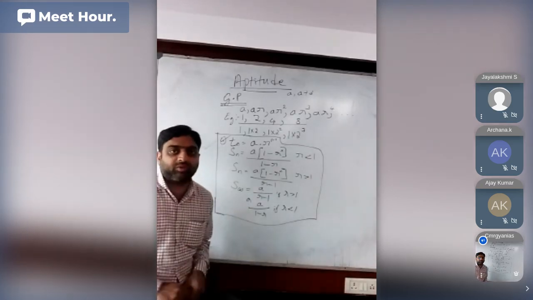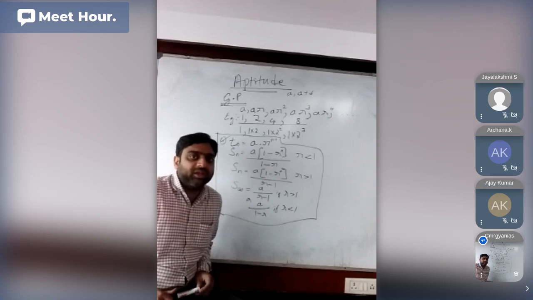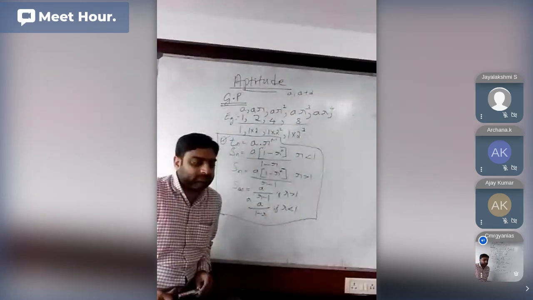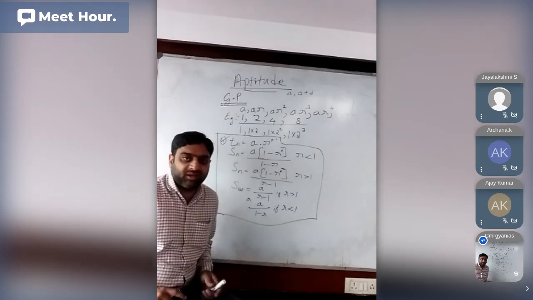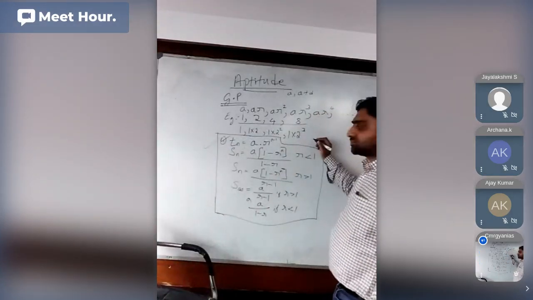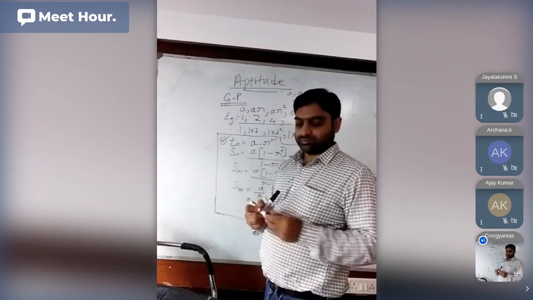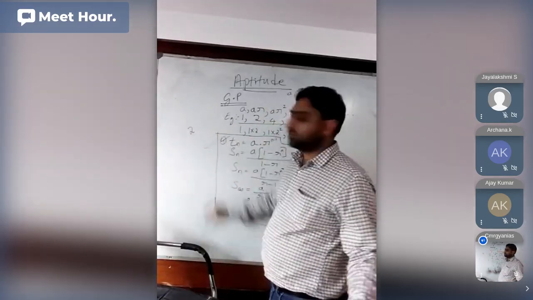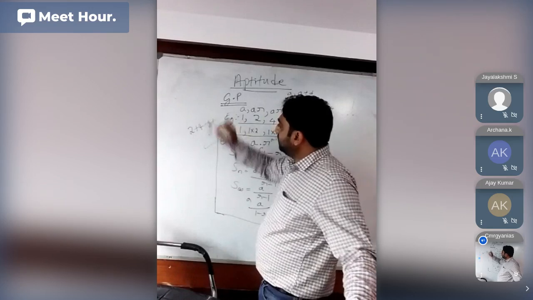So let us go into the problems. So please write down one problem. In a geometric progression, the series is as follows. That is 2 plus 4 plus 8 up to infinity.